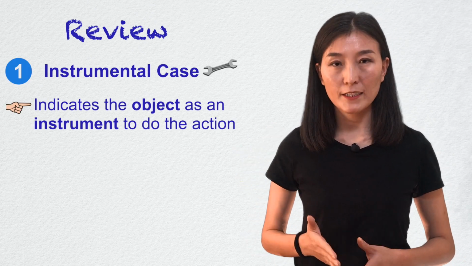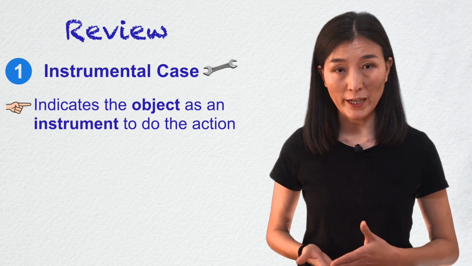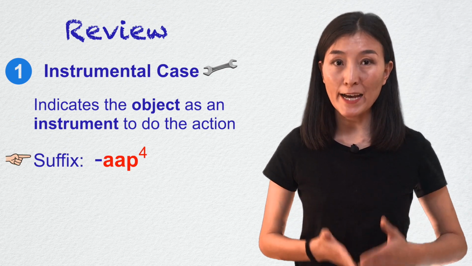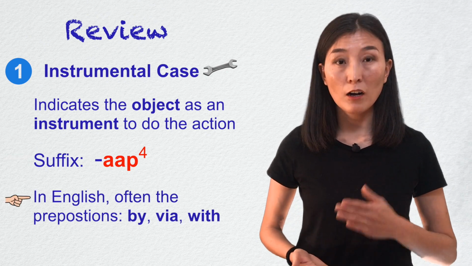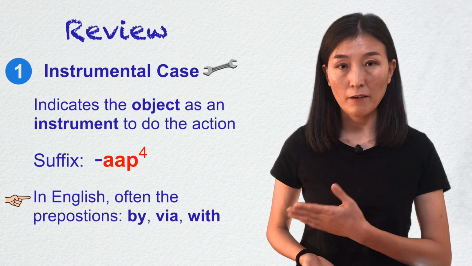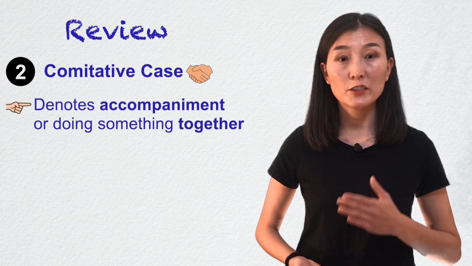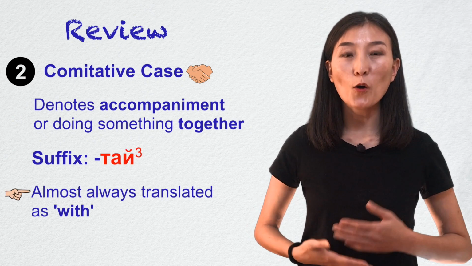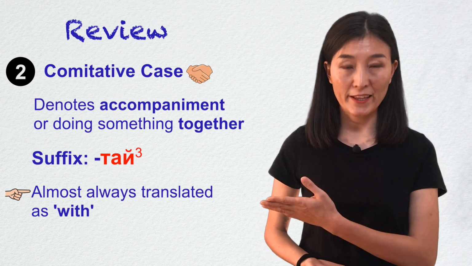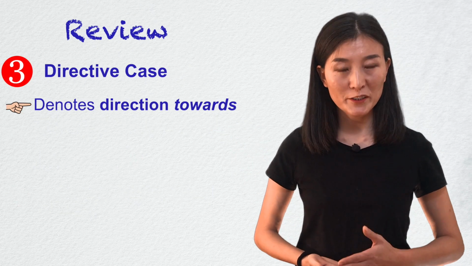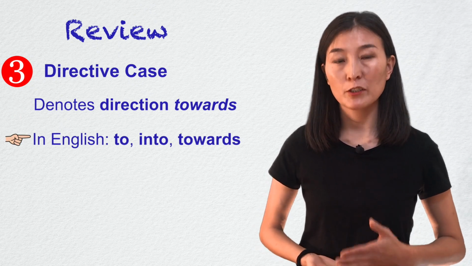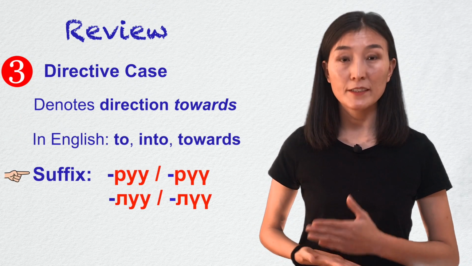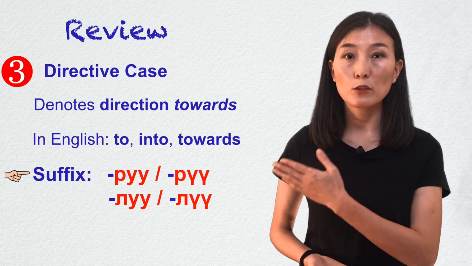Okay, great! Those are the 3 cases for today. Now let's review what we learned. Number 1, the instrumental case indicates the object as an instrument to do the action. The suffix is ar, which is added to a noun according to the vowel harmony, often translated as by, via, with. Number 2, the comitative case denotes the accompaniment or doing something together. The suffix is ta, almost always translated as with. Number 3, the directive case denotes the direction and is translated into English as to, into, or towards. The suffix is ruu and luu.